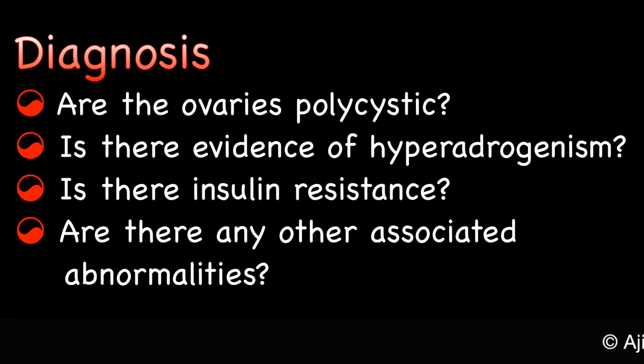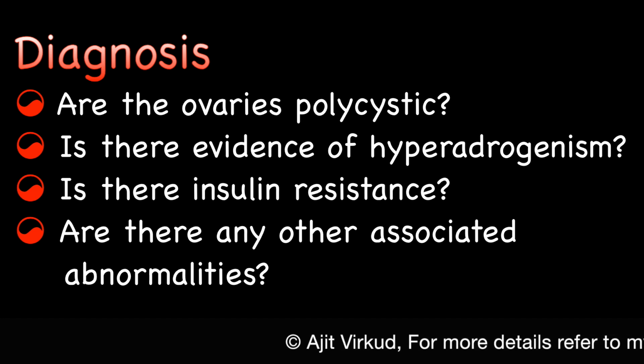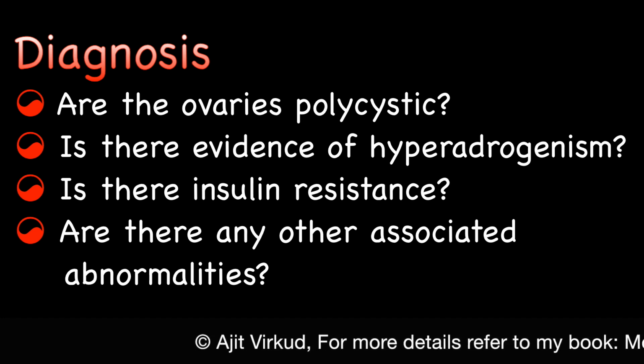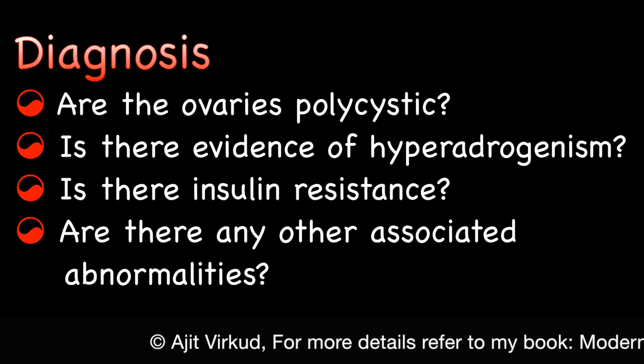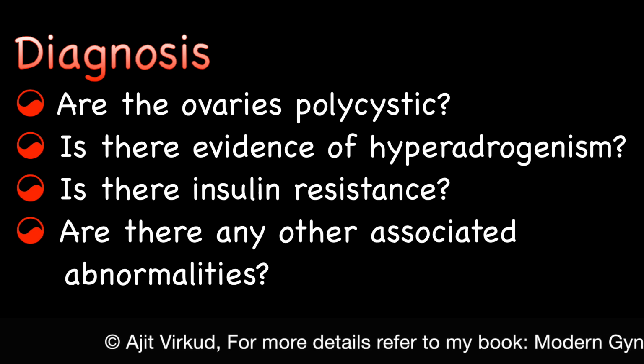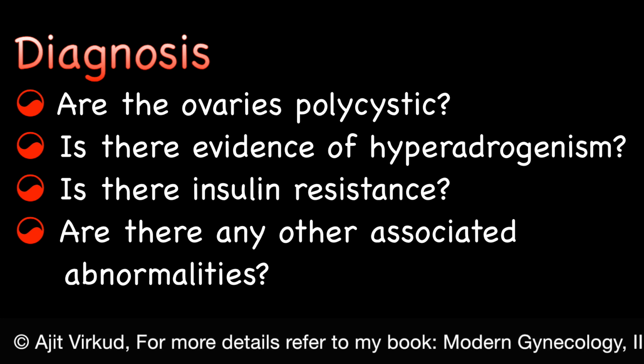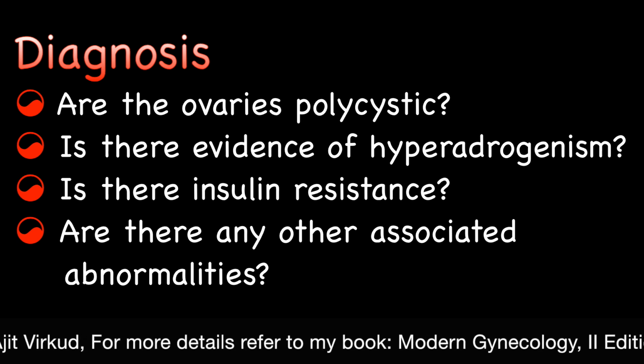Diagnosis of PCOS involves answering the following questions. Are the ovaries polycystic? This can be done by ultrasonography or laparoscopy. Is there evidence of hyperandrogenism? This requires endocrine investigations. Is there insulin resistance? This requires fasting and postprandial insulin and glucose levels. Are there any other associated abnormalities? For this, some special investigations must be done to rule out other conditions that are the differential diagnosis of PCOS.